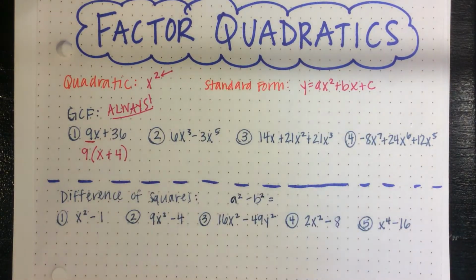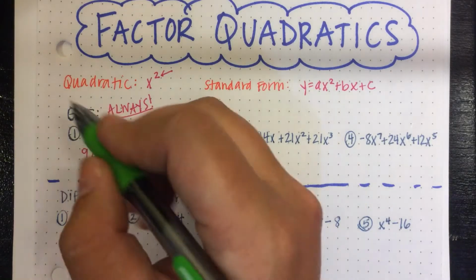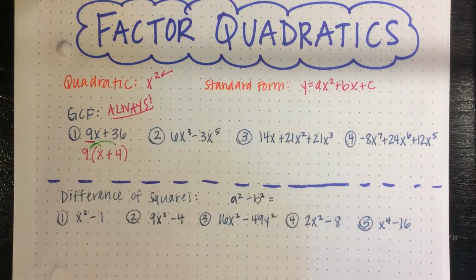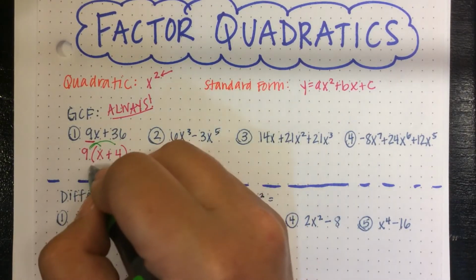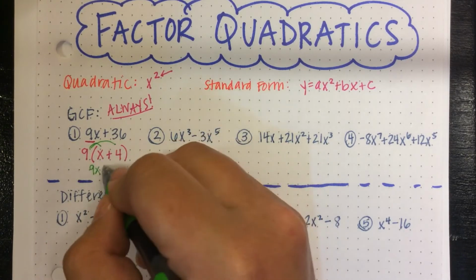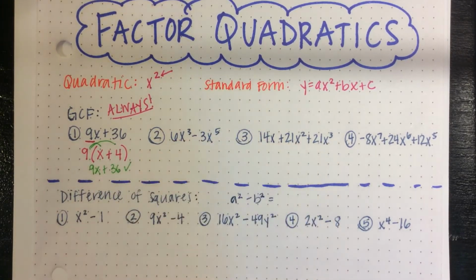is 4. All right, you can always check your factoring, because if you multiply, you should get back to where you started. So if I want to check this one, and I distribute that 9, 9 times x is 9x, 9 times 4 is 36. So I know I factored correctly. Okay, for the second one, all right, start with the smallest one.